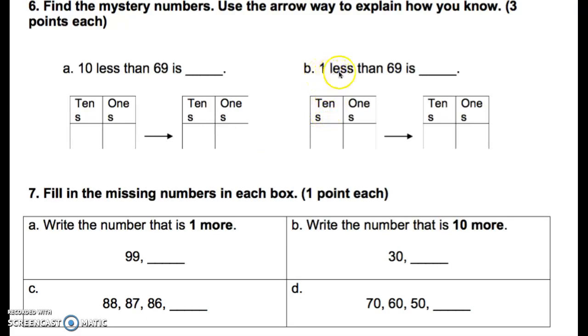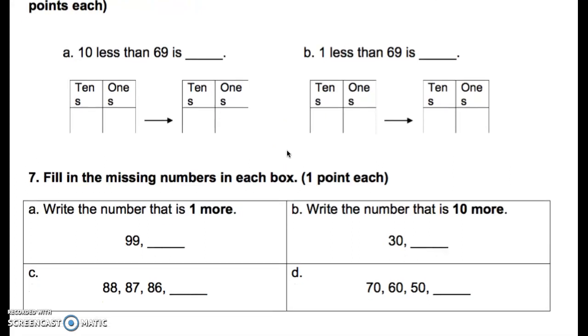B, 1 less than 69 is blank. Starting number on the place value chart, and then above the arrow, remember, is it plus 1, minus 1, plus 10, minus 10 if it's 1 less? And then what is the ending number on the place value chart? How many tens, how many ones? And what's the ending number? For these two, A and B, if you need to draw a picture using your whiteboard and marker or your cubes, do that, but do not guess.